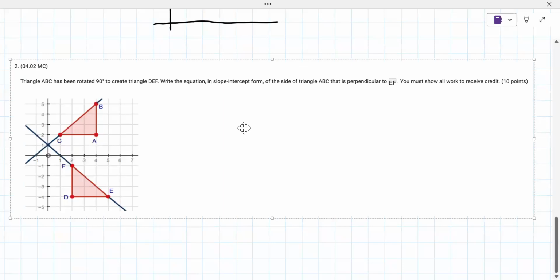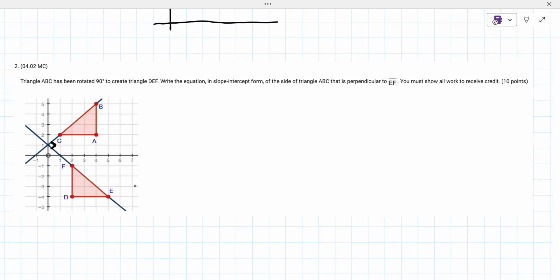Let me just read this one more time. Triangle ABC has been rotated 90 degrees to create triangle DEF. Write the equation in slope intercept form of the side of triangle ABC that's perpendicular to EF. So the one that's perpendicular to EF is, I mean, this is where the perpendicular comes in. So it looks like we want to write the equation through points C and B. Like that, through C and then B.